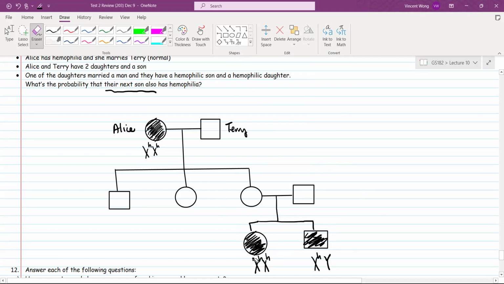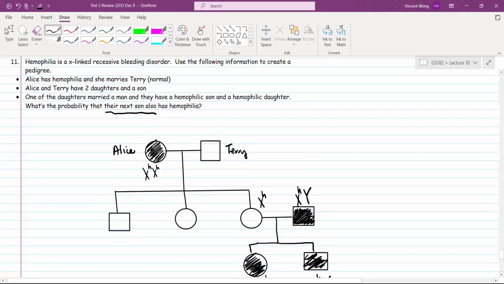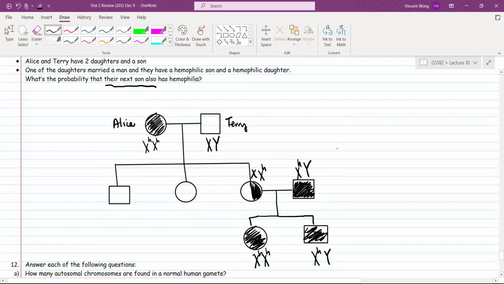If the daughter is XHXH, that means one of the XH must have come from the mother, and the other came from the dad, which means the dad must also have hemophilia. Now over here, Terry does not have hemophilia. He's normal, right? So he's X capital Y, which means this daughter must be a carrier. Okay, so we have enough to answer the question, but let's take a look at the other kids.